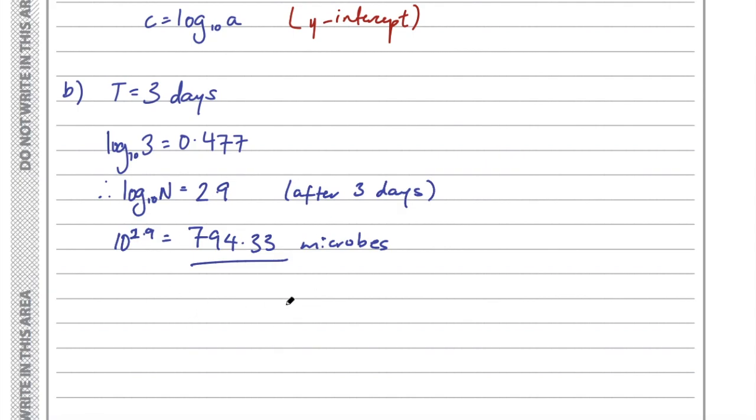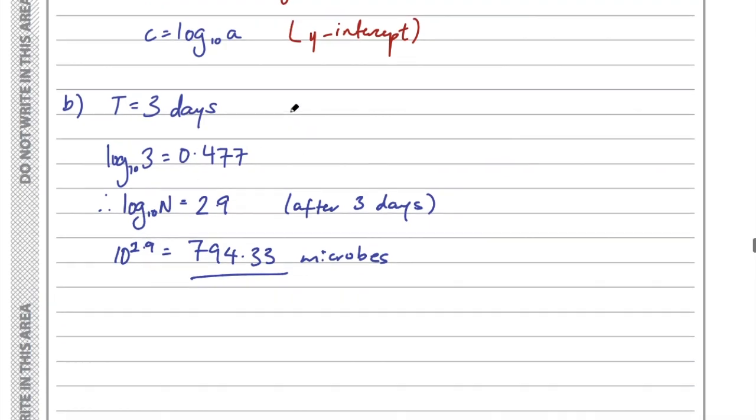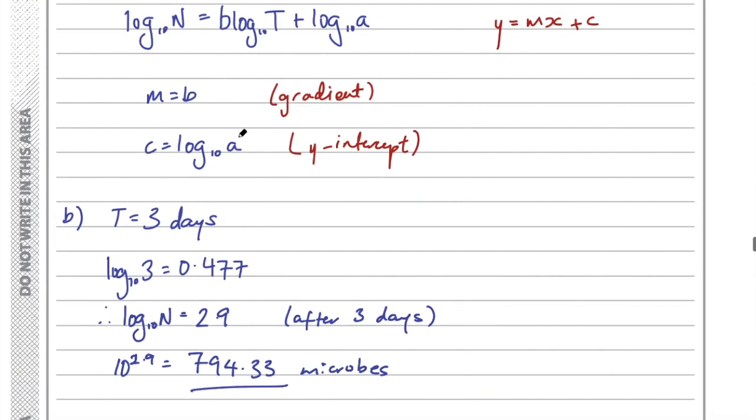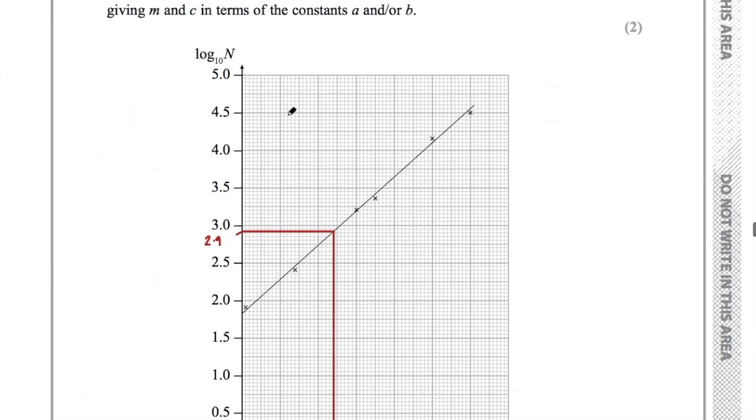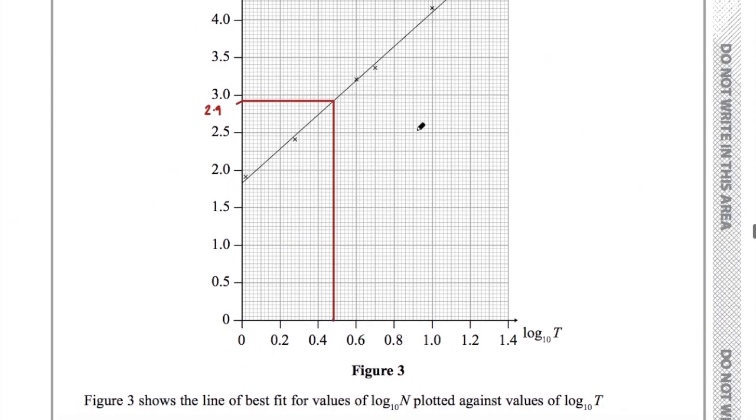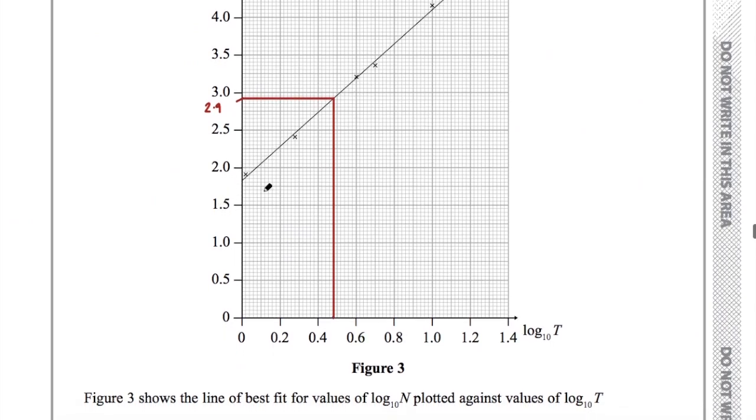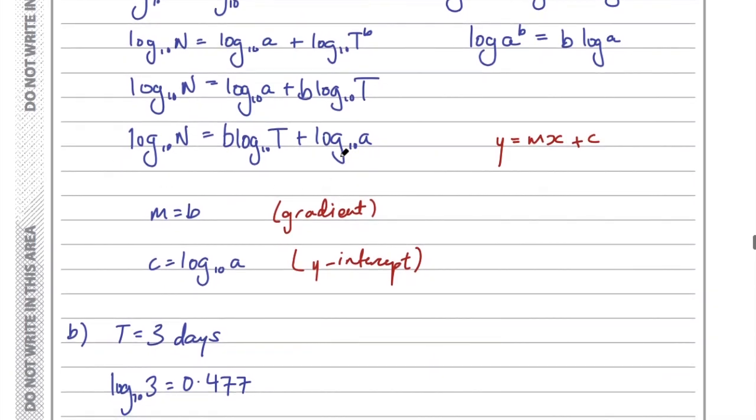The mark scheme says any answer that rounds to 800. There is another way of doing this problem. You could find the gradient of the line. So using this graph, you can find the gradient and the intercept, and then using this equation here, this log of n equals b log t plus log a, you can find the value when t equals 3 just as you would with a straight line graph.